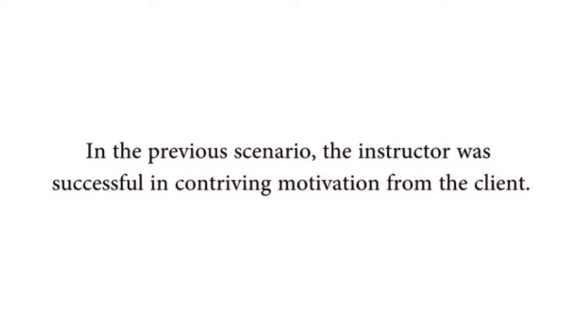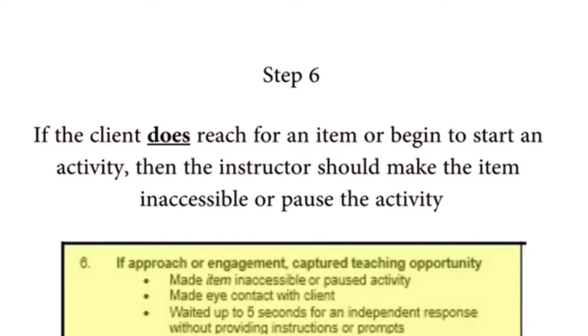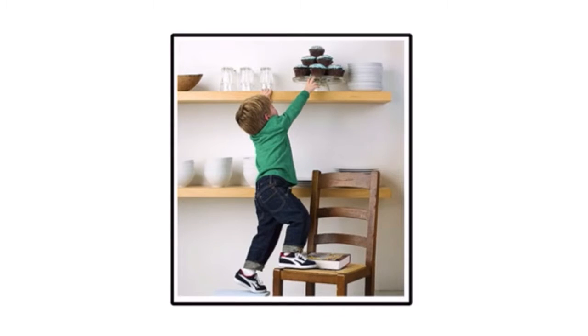In the previous scenario, the instructor was successful in contriving motivation from the client. Step 6. If the client does reach for an item or begin to start an activity, then the instructor should make the item inaccessible or pause the activity. You, as the instructor, should make the item inaccessible by blocking the client from reaching or grabbing the item before the client does, and then keep it out of reach.